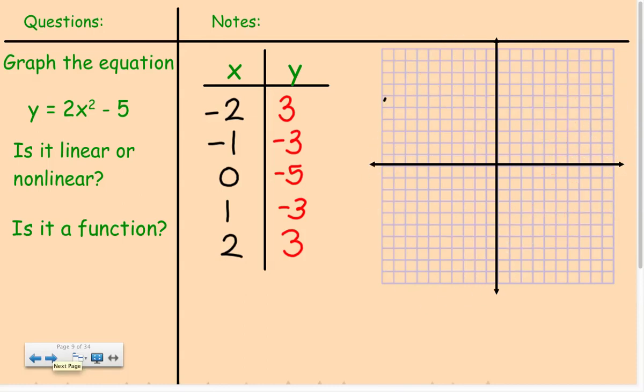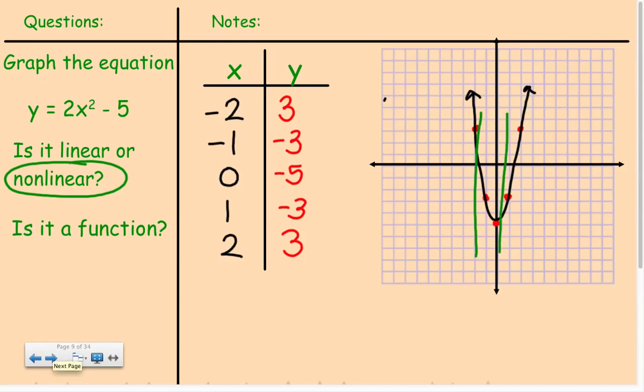Now I'll graph all 5 of those coordinate points. Negative 2, 3. Negative 1, negative 3. 0, negative 5. 1, negative 3. And 2, 3. This makes what we call a parabola. A parabola looks like a U. So this one is nonlinear. And is it a function? Does it pass my vertical line test? Yes, my green line is only touching my black line one time for each line.